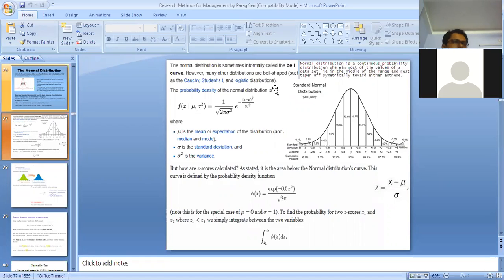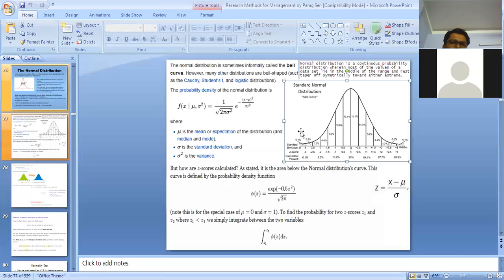You have studied earlier that y is a function of x. That means a function is nothing but different values of x, the independent variable, giving you different values of the dependent variable. Y is your dependent variable and x is your independent variable. For different values of x, you are getting different values of y, the dependent variable.